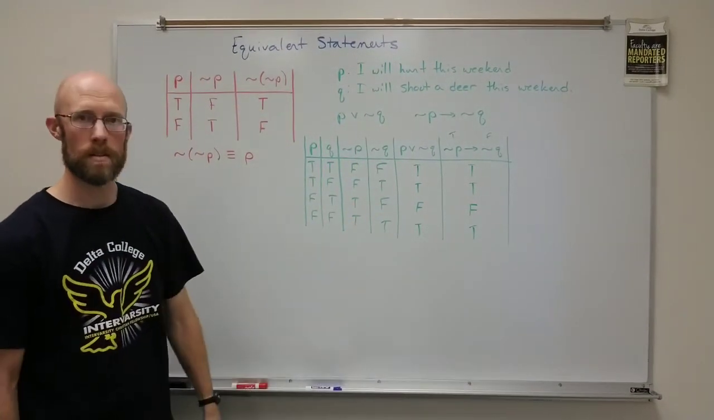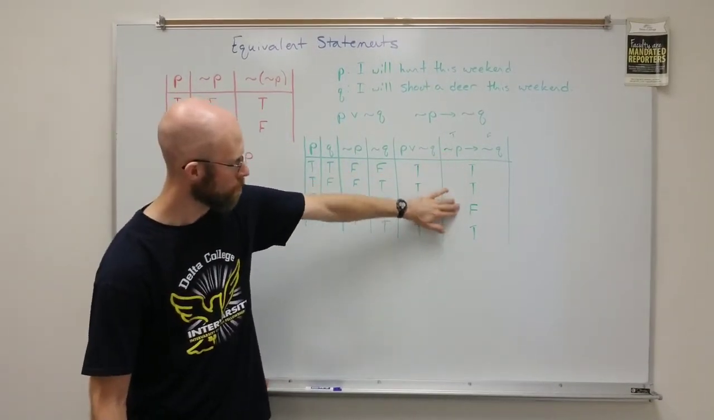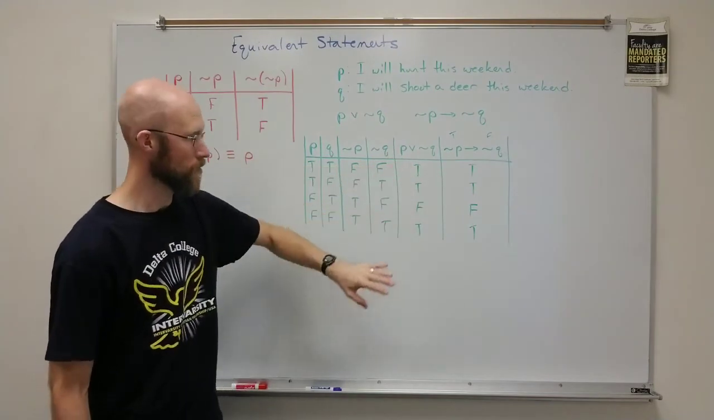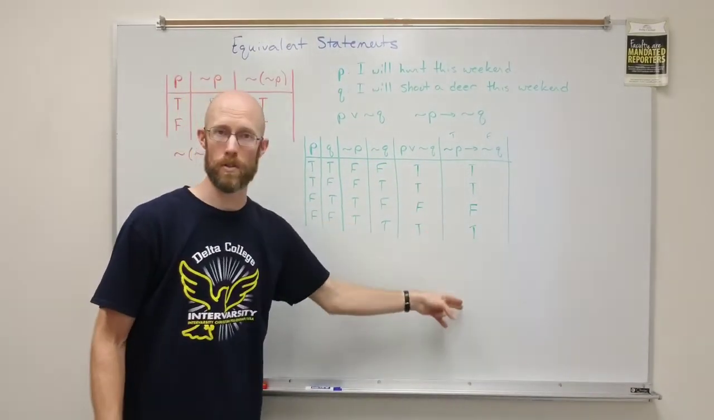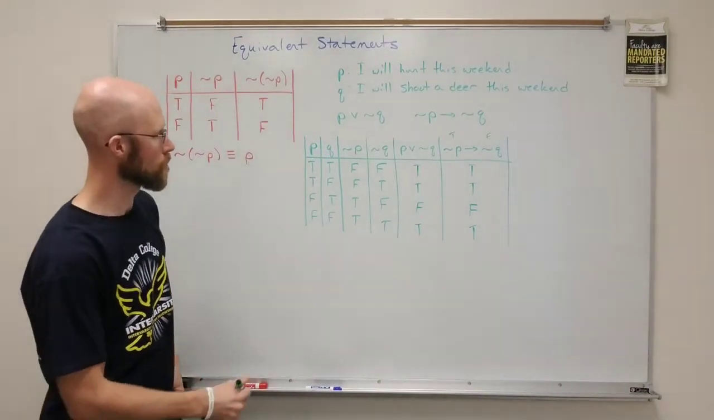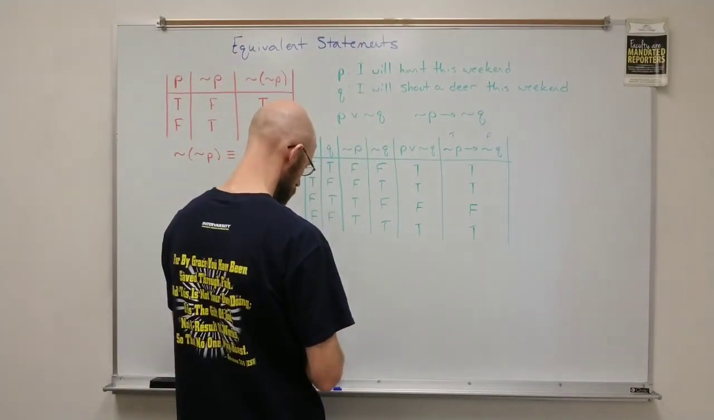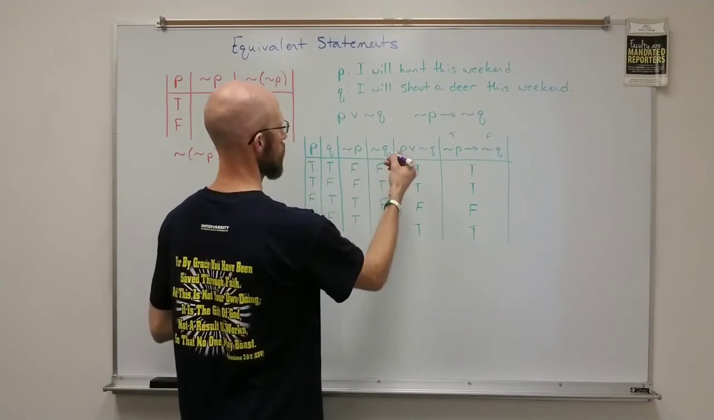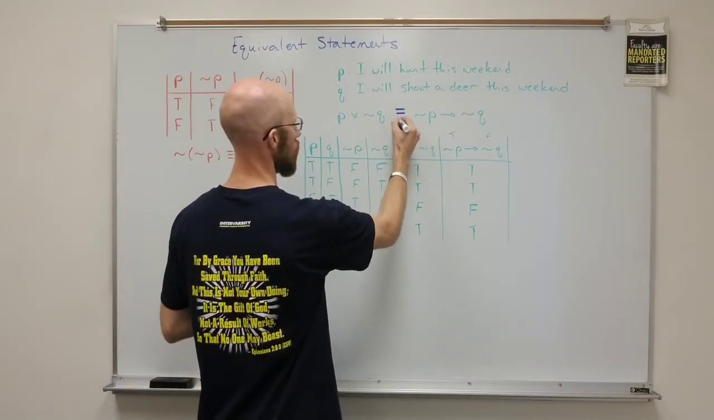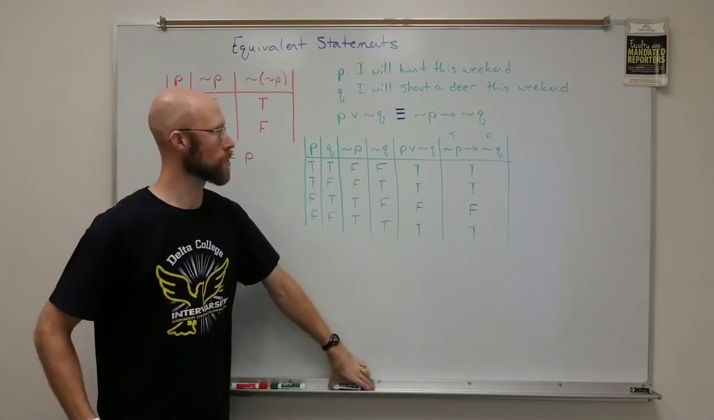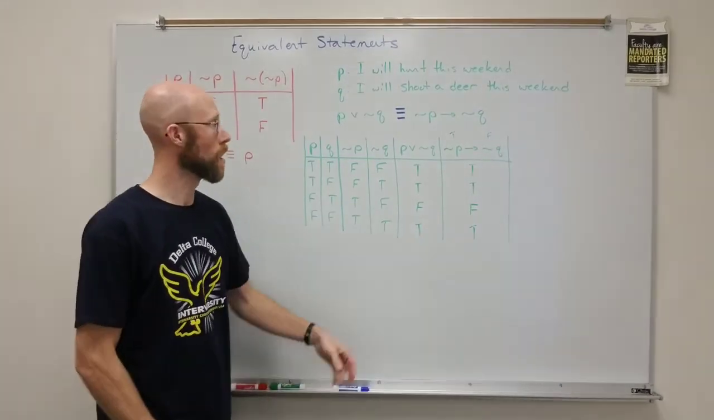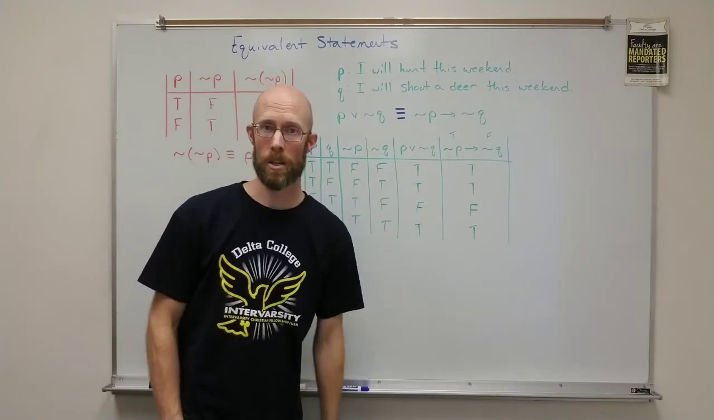And you can see that both columns have the same truth values, right? True, true, false, true, true, true, false, true. And so we would say that these two statements are indeed equivalent. Okay, so P or not Q is equivalent to not, if not P, then not Q.